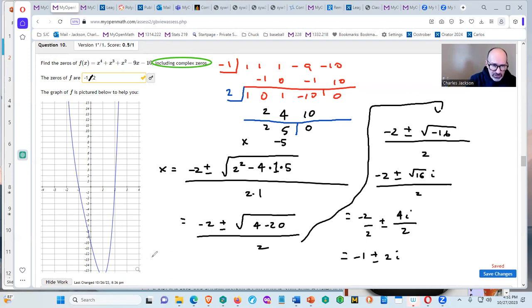So the 4 zeros then are, and we know there are 4 because it's 4th degree, 4 complex zeros. So the 4 zeros are -1, 2, -1 plus 2i, -1 minus 2i.